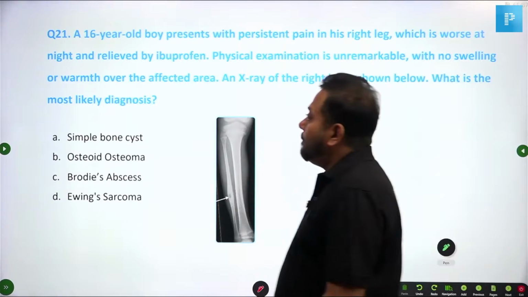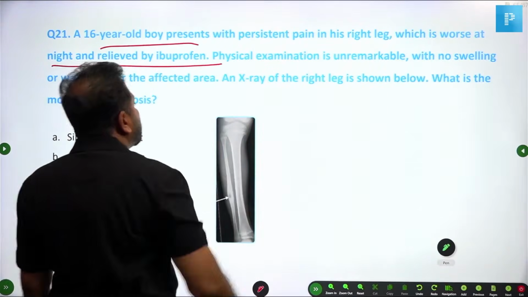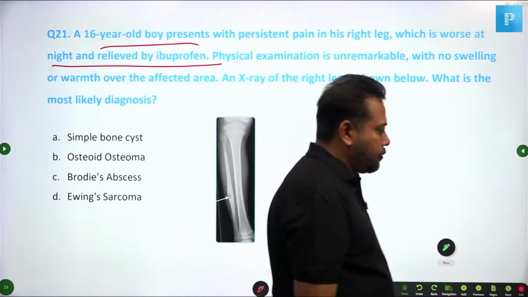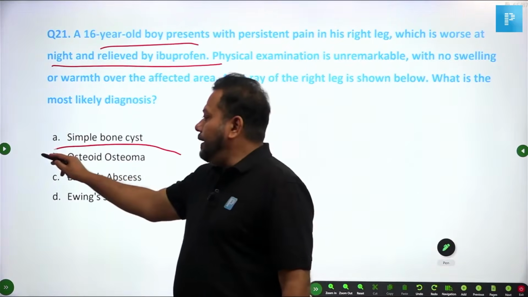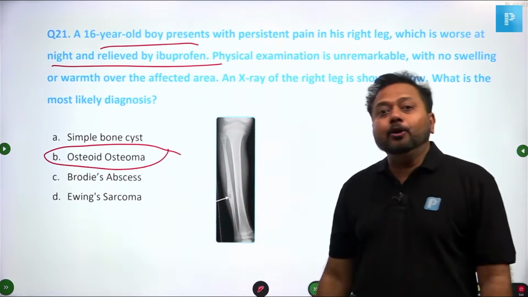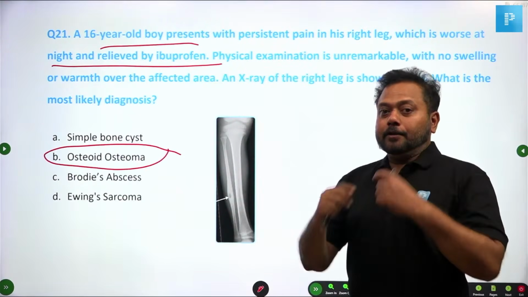You see, pain at night relieved by ibuprofen, 16-year-old boy. It should be a case of osteoid osteoma. Pain at night relieved by high-dose aspirin or ibuprofen. The diagnosis is osteoid osteoma.